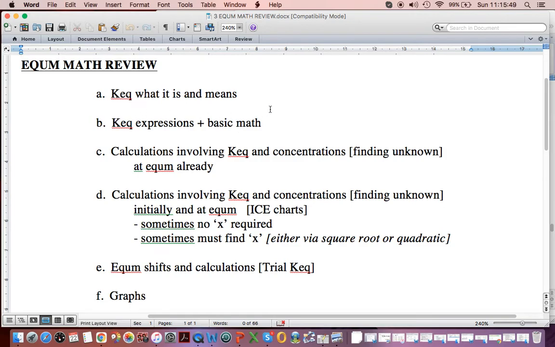For A, it means you have to be able to take an equilibrium chemical reaction and convert it to a K-equilibrium expression and understand what it's telling you about the ratio of products to reactants.